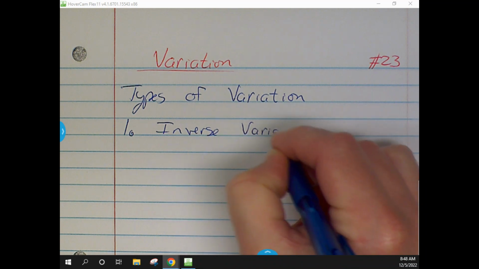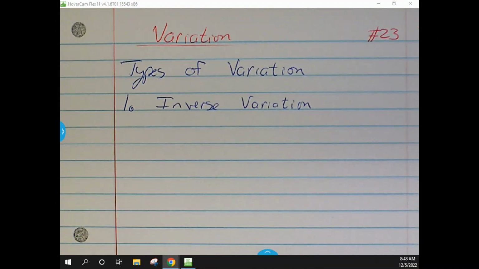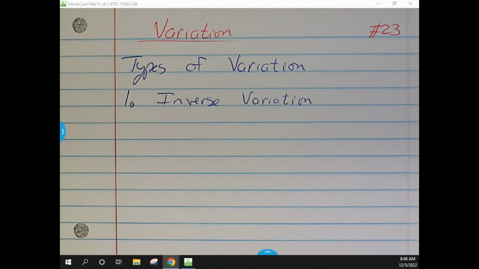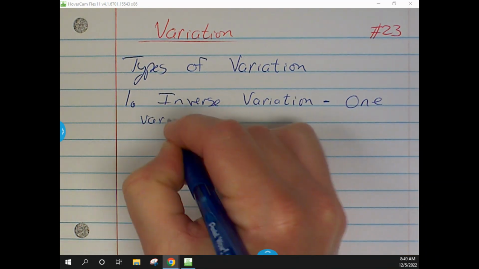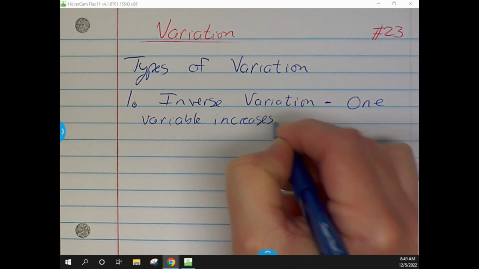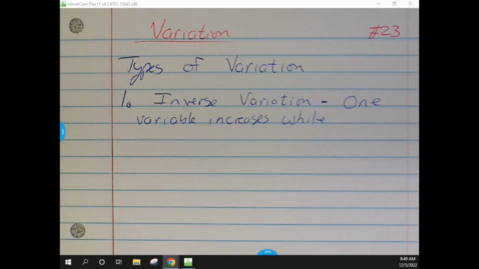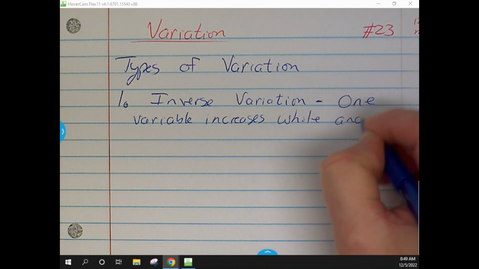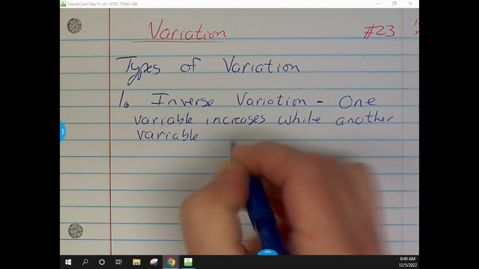And you may be saying, well, we've already talked about inverse variation at some point. And we have. We've talked about finding inverses of functions. So this is similar to this, but again, it's kind of going off in a little bit of a different direction here. When we're talking about inverse variation, this is basically what we're looking at, is that one variable is going to increase while another variable decreases.